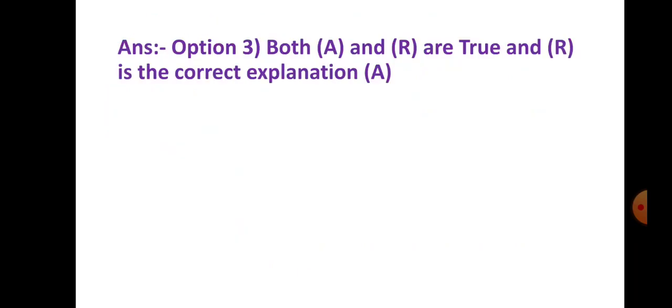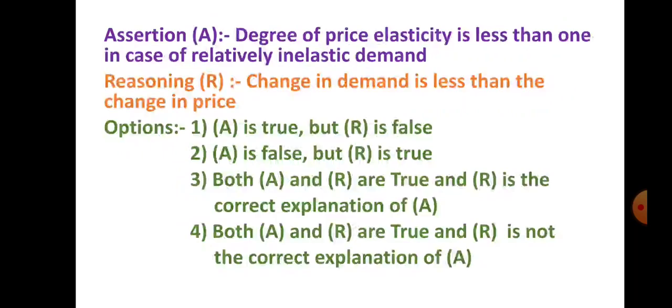Now let us see the answer here. And here answer is option number 3. Both A and R are true and R is the correct explanation of A. Okay, so in this objective type question, no need to mention format of the question, directly mention answer. And here answer is option 3. Both A and R are true and R is the correct explanation of A. Now let us see the next example.